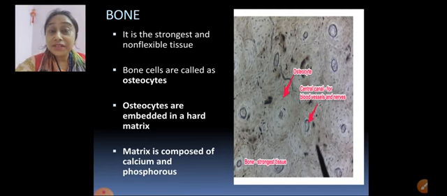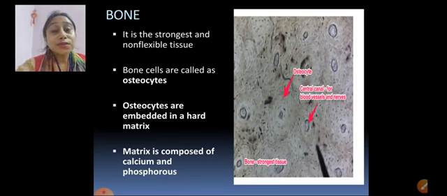And this matrix is secreted by whom? By the osteocyte itself. This matrix consists of what? Calcium and phosphorus. Now the image that you see is very important. Have you seen that kind of image of bone earlier? No, right? So this is a microscopic view of bone. What is the image showing? Cells are embedded inside the hard matrix called the bone matrix, and that matrix consists of calcium and phosphorus.